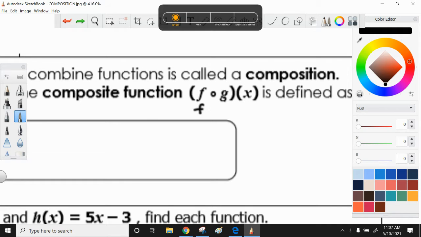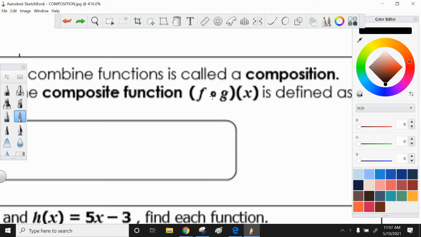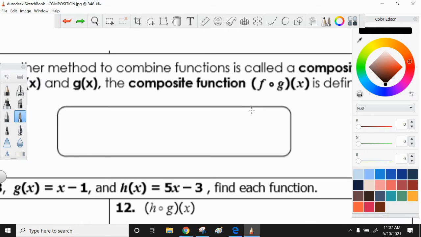And so one of the first things that we need to get straight is that this is a levitating open circle, and it is not a multiplication sign. Now, with that, if we write that here, just as a way to practice it, that would be f open circle g. We put that in parentheses. We put the x here.